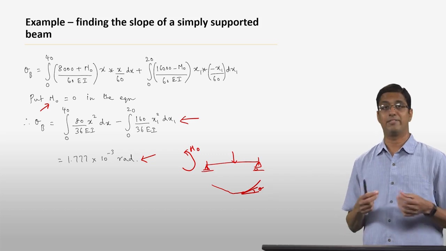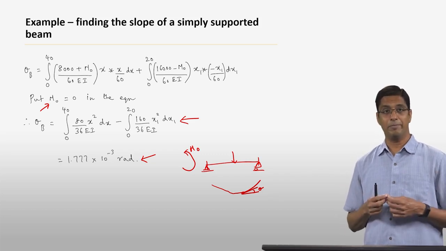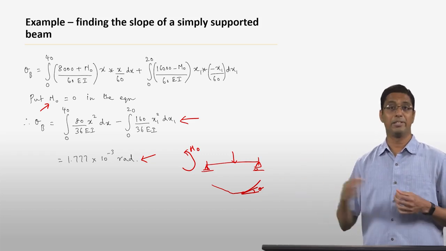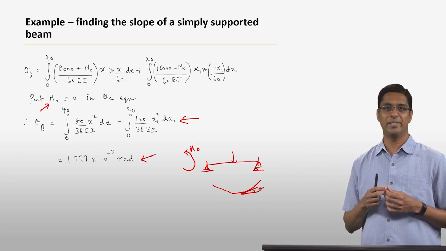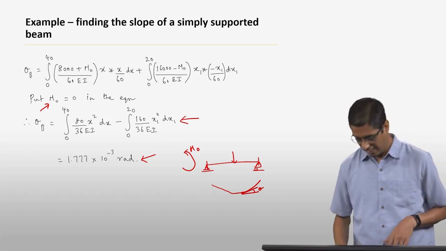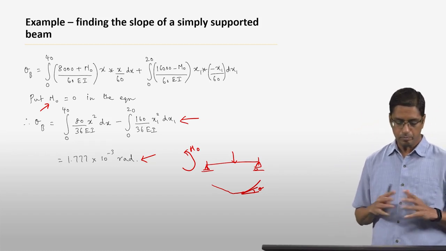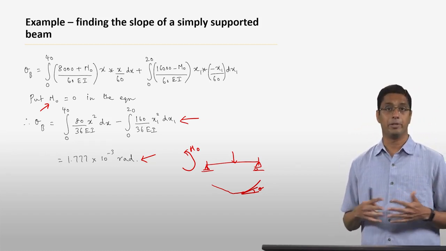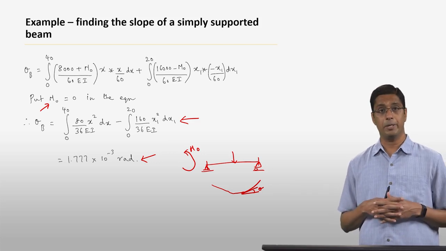If you have a lot of time on your hands, you can try writing the moment function the regular way and try to integrate it, and see how messy it is. And you will thank me for telling you that this is an easier way. Anyway, that is the way to look at simply supported beams and to find rotations.